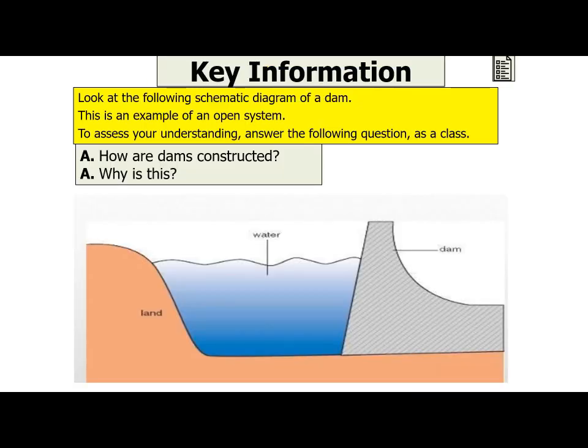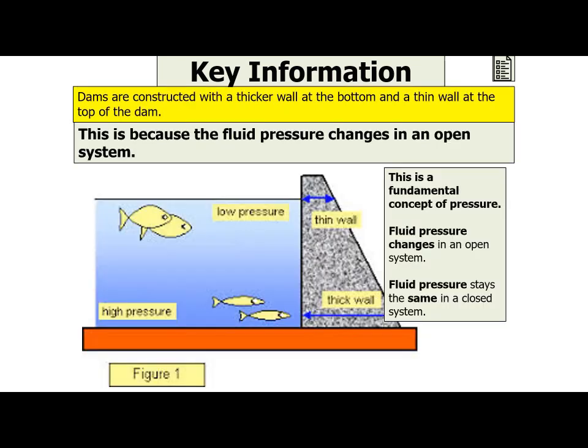Now, look at the following schematic diagram of a dam. This is an example of an open system of a fluid. So think about the following. How are dams constructed and why is this? If you look at the picture, you'll notice that dams are constructed with a thicker wall at the bottom and a thin wall at the top of the dam.